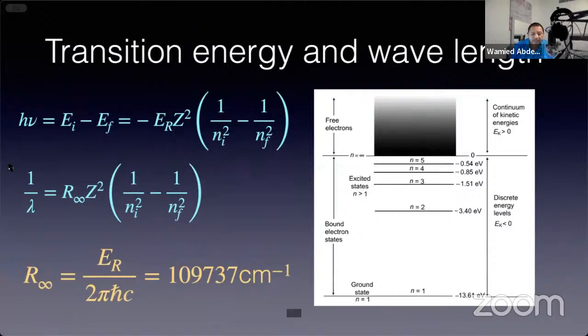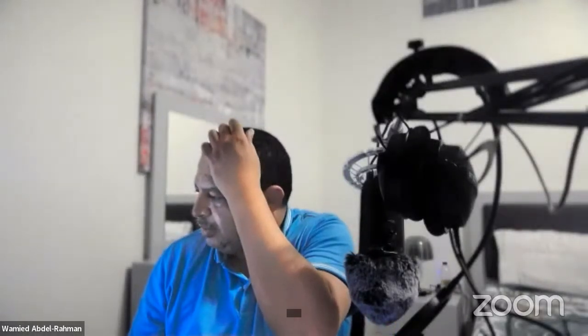Okay, and the wavelength. For a photon, if we know the energy, we can calculate the wavelength of the photon. And the wavelength of the photon is then given by this constant, called the Rydberg constant, Z squared, 1/n initial, 1/n final. I hope I did not screw this up. So I just want to look at the book again. Sometimes I just write initial and final, mix them without going back. Yeah, I think it's fine.